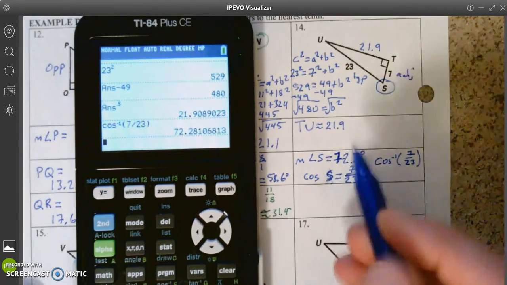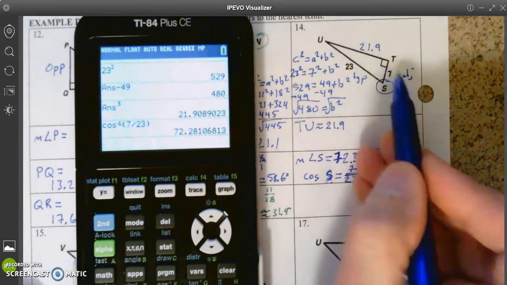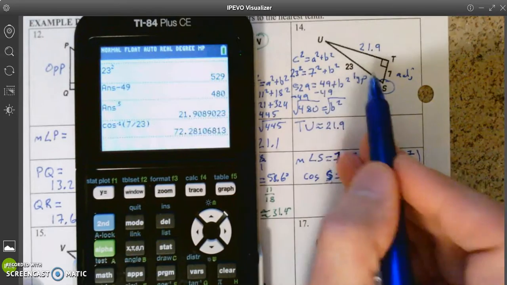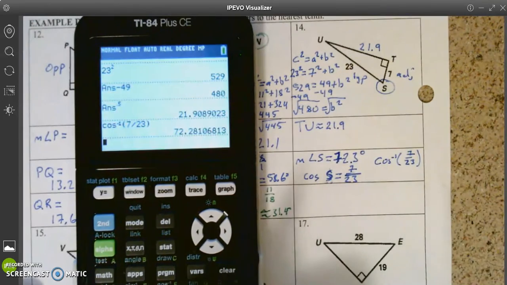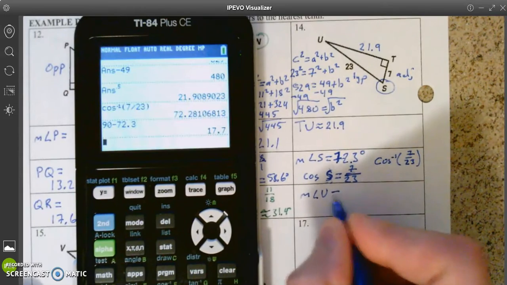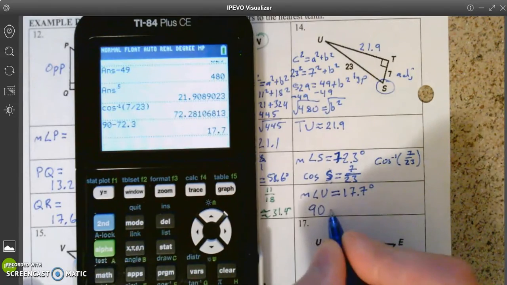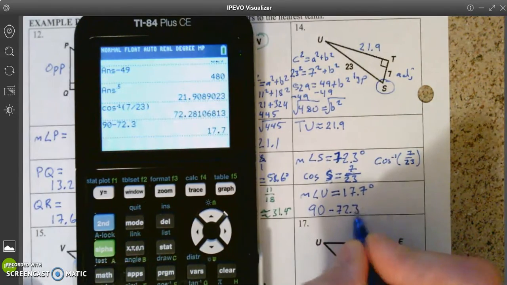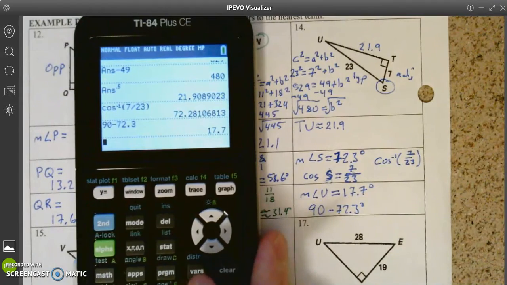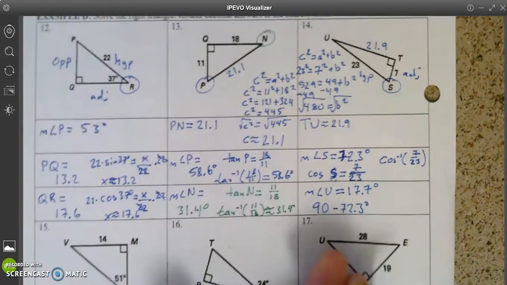So then, notice that this 90-degree angle is included, so if I subtract off 90 degrees from this, because that's what these two have to be, they have to add up. Angle U and angle S have to add up to be 90. So if I take 90 degrees minus 72.3, that gives me the last one. So the measure of angle U is 17.7 degrees. We did it a different way in the last problem. Both are valid ways to approach the problem to get your final answer. Then that's how to find the rest of the values.